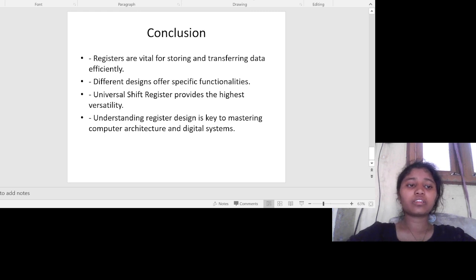We discussed how to design a register and how many types of registers there are. We discussed each register: buffer register, control buffer register, shift register with shift register operation and some examples, next bidirectional shift register, universal shift register, and also we have compared everything with each other.